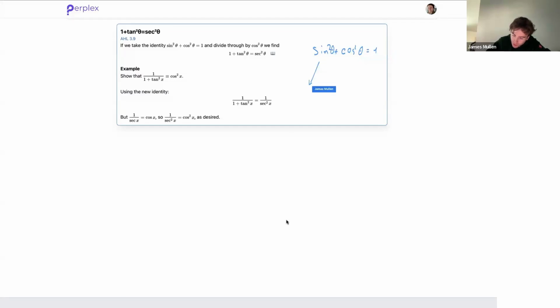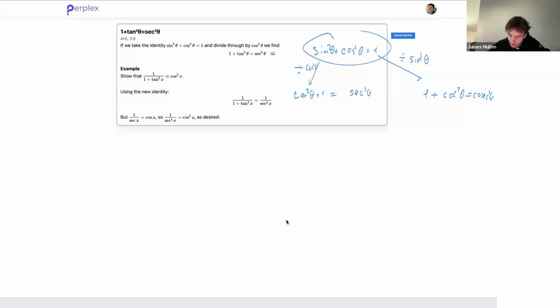If I divide that through by cos squared of theta, I'm going to end up with the identity tan squared of theta plus 1 is equal to sec squared of theta. And if I divide it by sine squared of theta on both sides, I'm going to get the identity 1 plus cot squared of theta is equal to cosecant squared of theta. In particular, this is the identity we're talking about on this slide. It's literally purely a consequence of this identity and then the definition of the secant function.